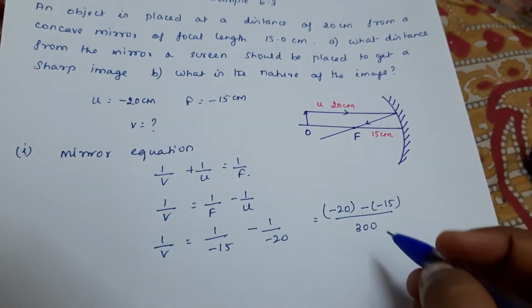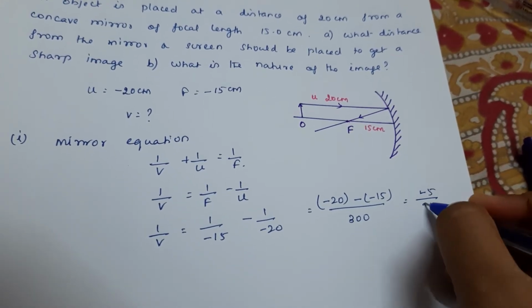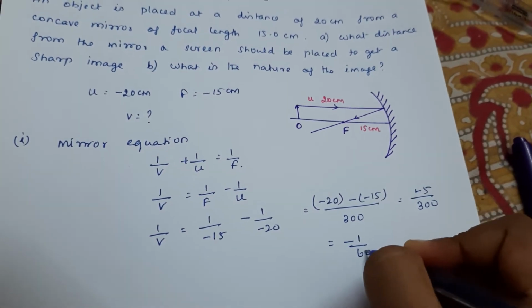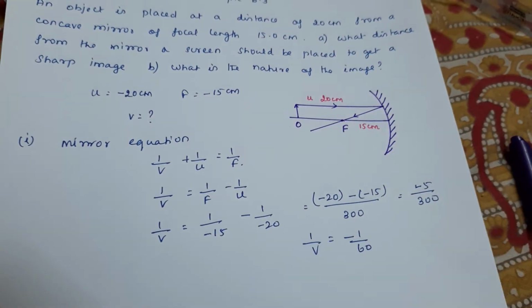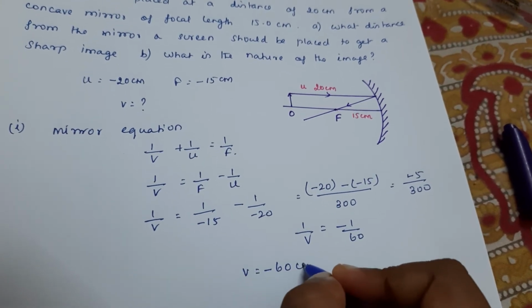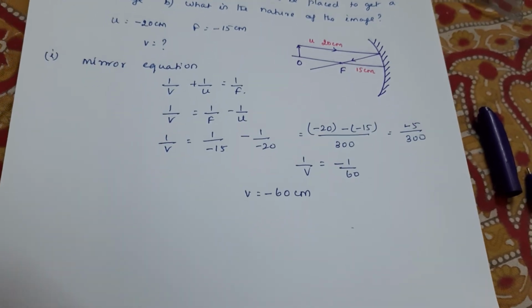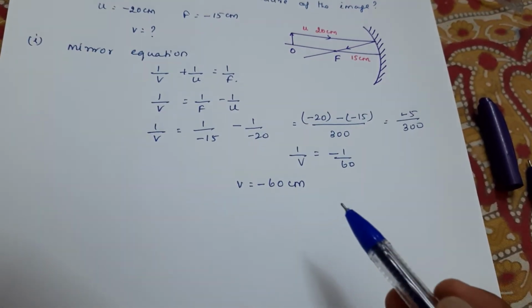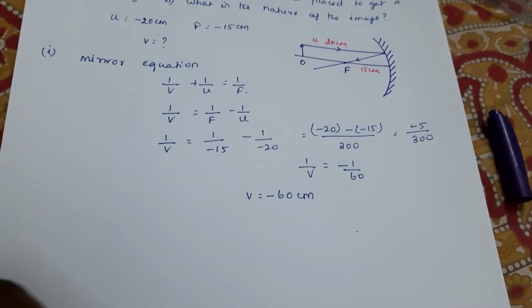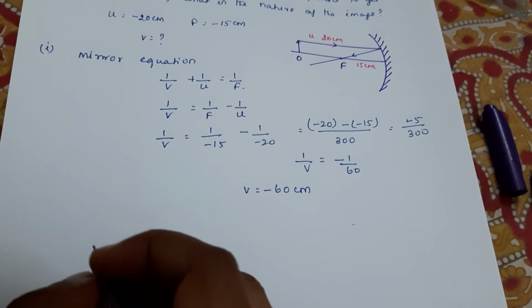So this is minus 20 minus of minus 15, which can be written as minus 5 by 300, which is minus 1 by 60. So 1 by V is equal to minus 1 by 60. So V is equal to minus 60 centimeter. So V is at a distance of 60 centimeter to the left of the concave mirror. So the image is also to the left of the concave mirror.